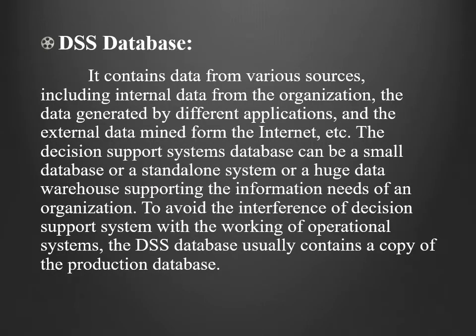The first component of DSS is the DSS database. A database is used to store data. The data is collected from various sources and stored in the database. For example, the data of an organization is stored in the database or in an application which generates the data, or from external sources such as the internet. From the internet, we search for useful data, retrieve it and store it in the database. A database uses software called DBMS, Database Management System, which is used to store and manage data. Therefore, it contains data from various sources, including internal data and external data mined from the internet.